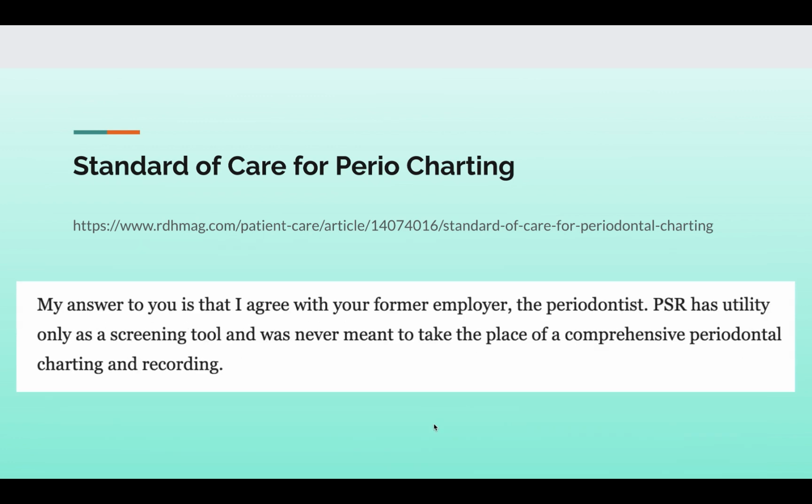Moving forward, this is Diane Glasgow-Waterson making her summary statement. My answer to you, the person who asked the question, is that I agree with your former employer, the periodontist. So this person who asked her the question had worked for a periodontist where things were done more thoroughly. Now she works for a general dentist where the PSR score is the standard evaluation.